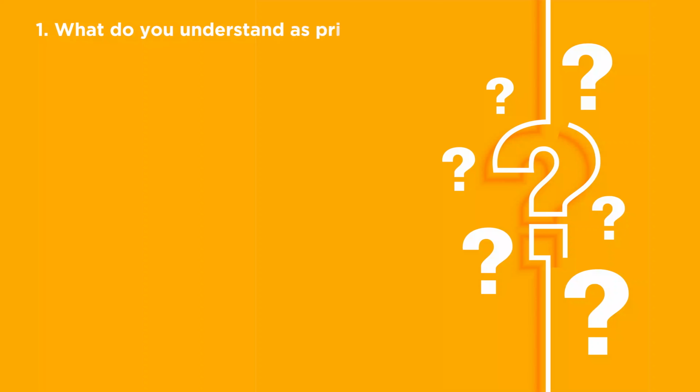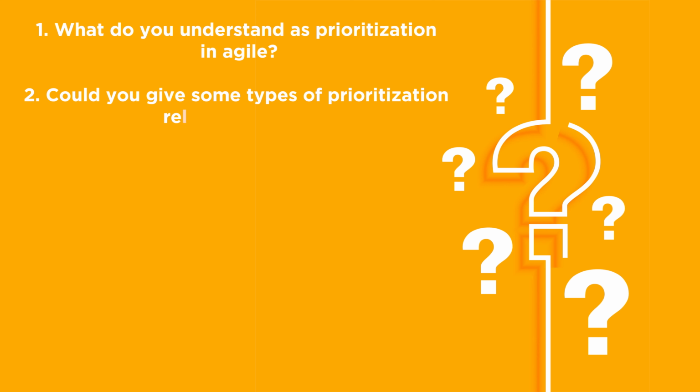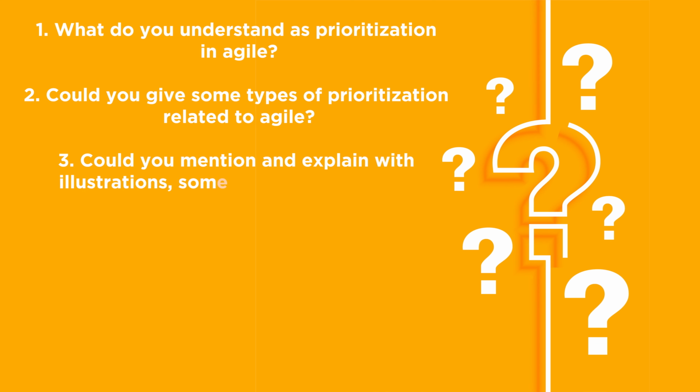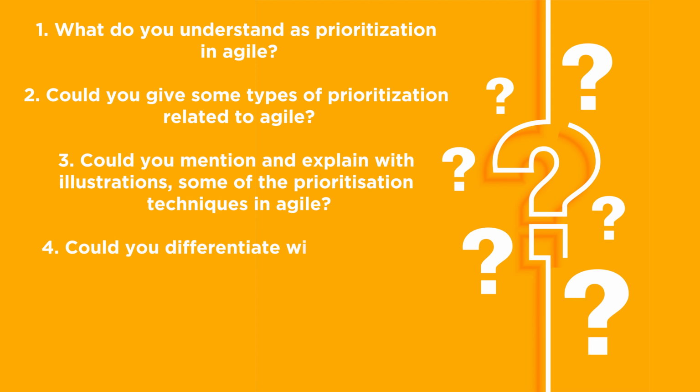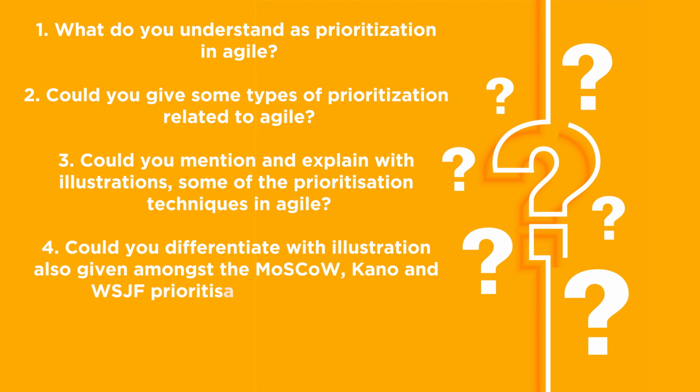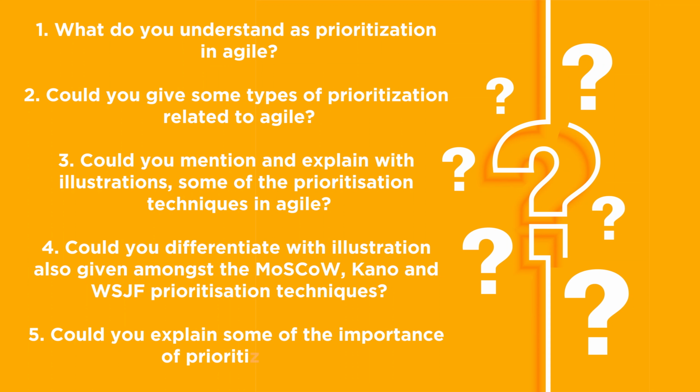Questions. 1. What do you understand is prioritization in Agile? 2. Could you give some types of prioritization related to Agile? 3. Could you mention and explain with illustrations some of the prioritization techniques in Agile? 4. Could you differentiate with illustration also given amongst the MoSCoW, Kano, and WSJF prioritization techniques? 5. Could you explain some of the importance of prioritization?